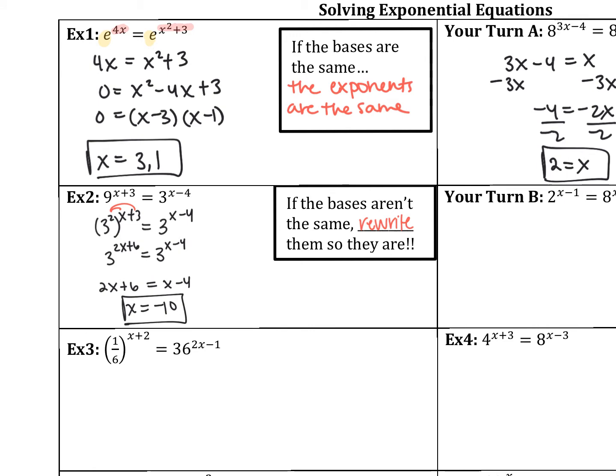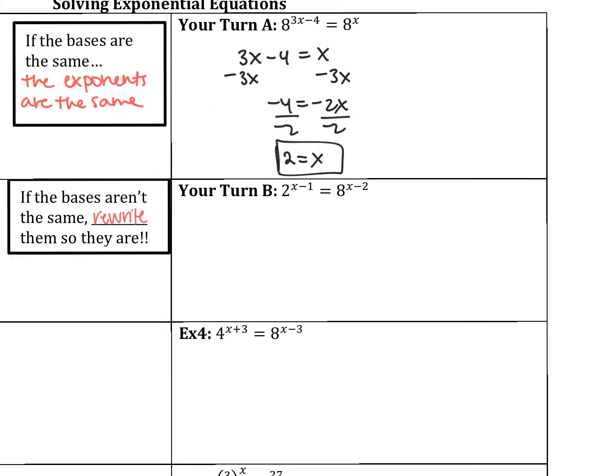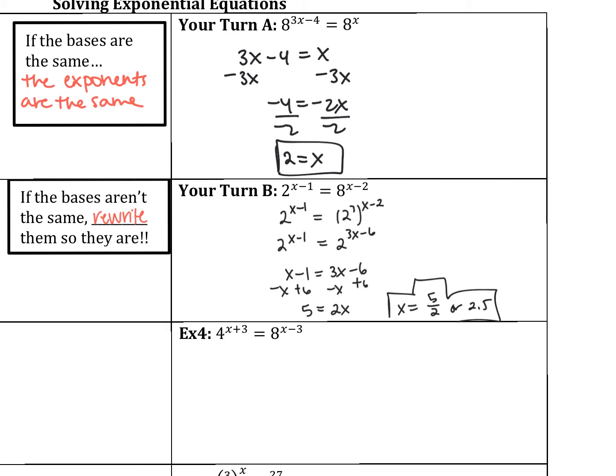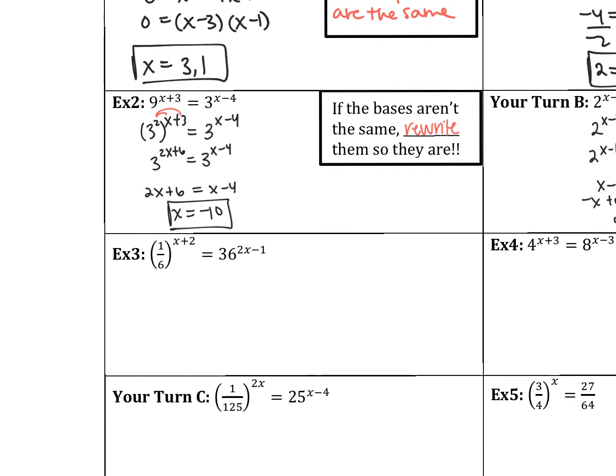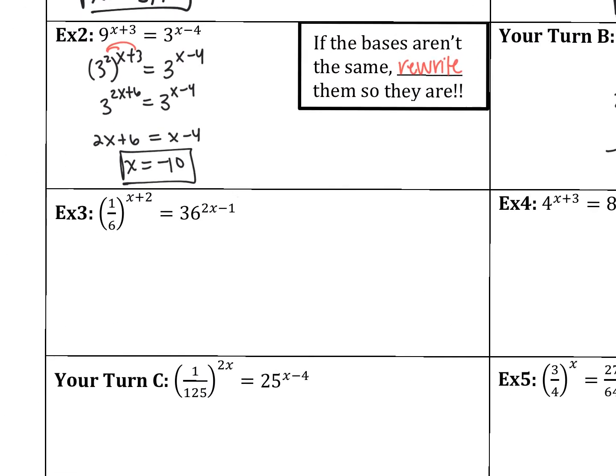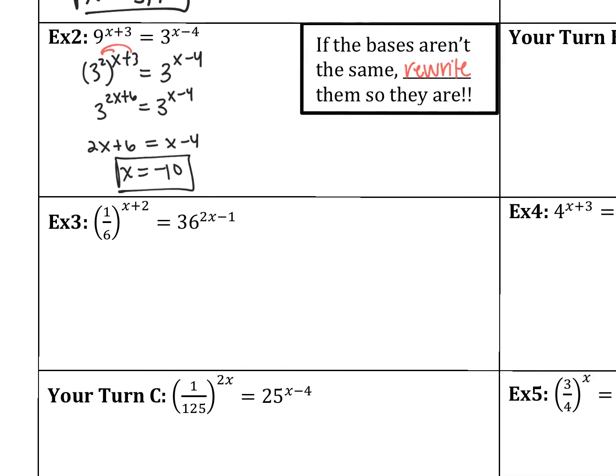All right, you guys, you try. Go ahead and pause the video and unpause to check if you got it right. All right, so you should have gotten x equals 5 over 2 or 2.5. Let's keep going here to example 3. All right, 1/6 to the x plus 2 equals 36.